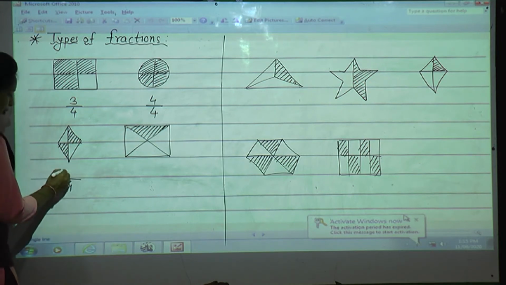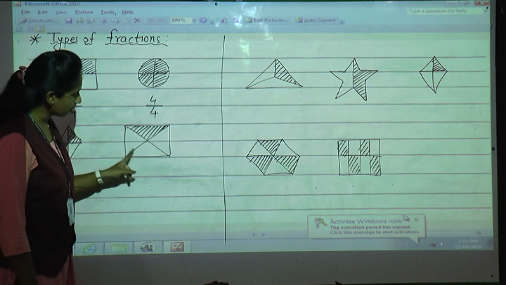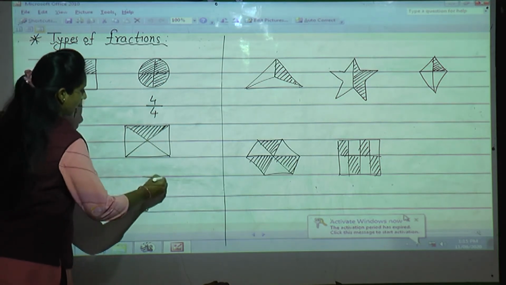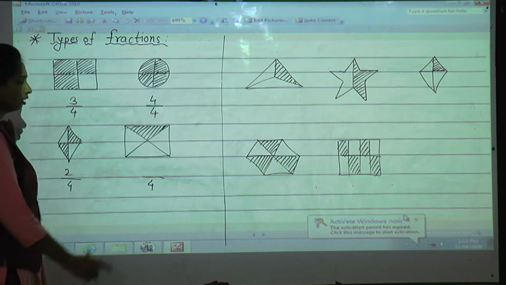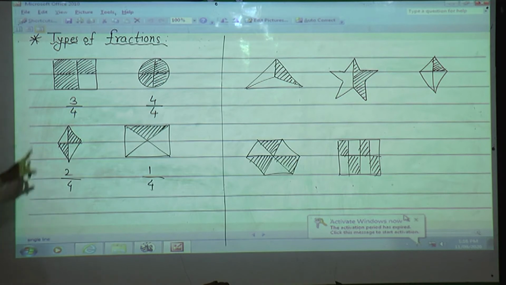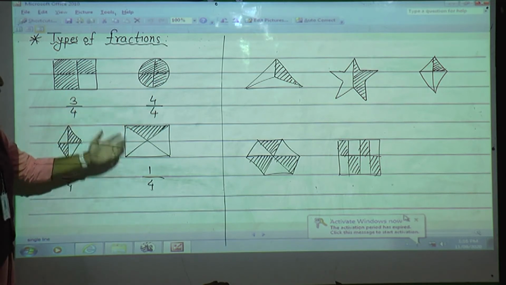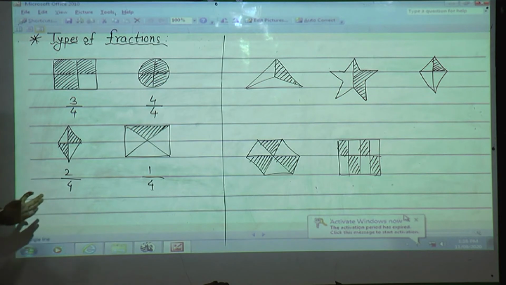1 and 2. Clear? Now see this shape. Now how many parts are there? 4. Out of how many parts are colored? Only 1. Now what you can observe in these 4 fractions? Think everyone, what is there? Can you see anything? Think everyone. What you can see among these 4 fractions? What is same? What is same?